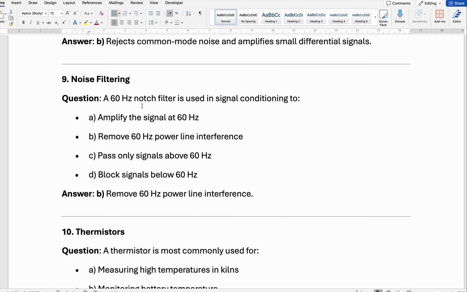Now noise filtering, 60 Hz notch filter. When you say notch, that means there's high and low. It's used in signal conditioning too. Now, what do I want from this notch filter? I want to remove the 60 Hz power line interference. Maybe we do not concentrate on noise filtering. We talk mainly about the low and the high, but a notch is just a notch. So you got the idea, we don't want interference from the 60 Hz. So we don't want to pass the signals above 60, and we don't want to block the signals. It's not only passing, it's not only blocking, it's removing any interference at that 60 Hz.